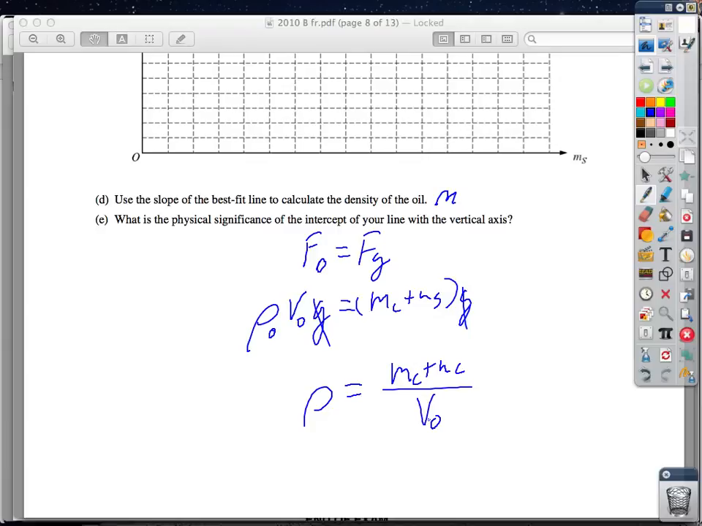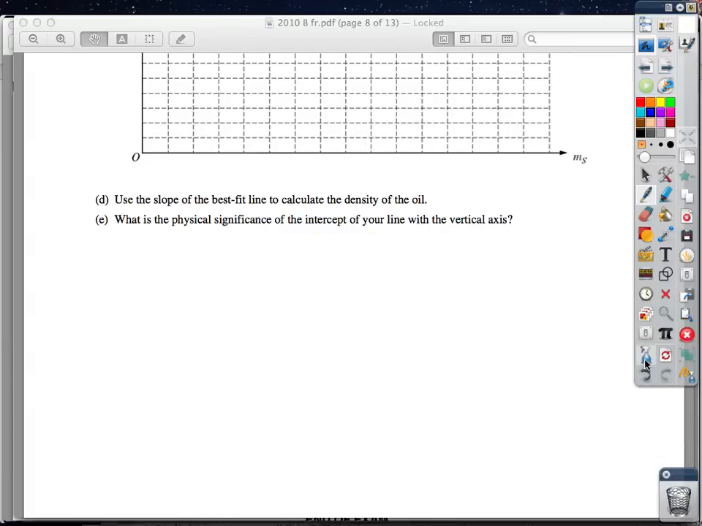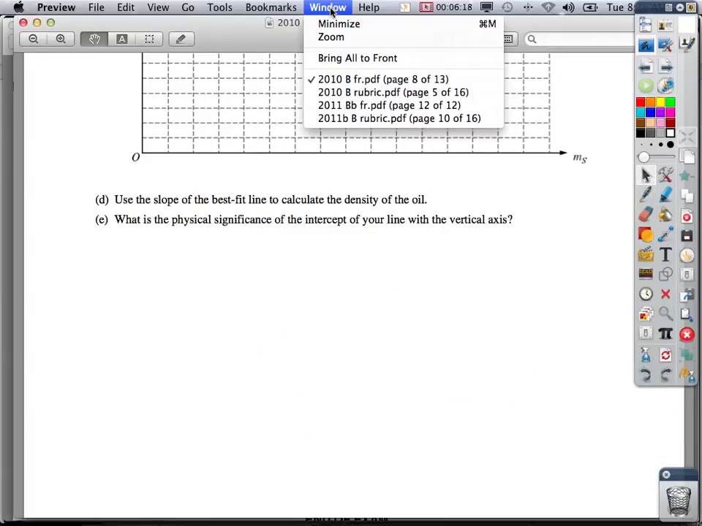Now, this is mass of the stone. Or no, mass of the sample. So these two combined should come up to the mass of the sample. So then all we have to do is say the density of the oil should equal 1 over slope. That's my thought. Let's see how that comes out.